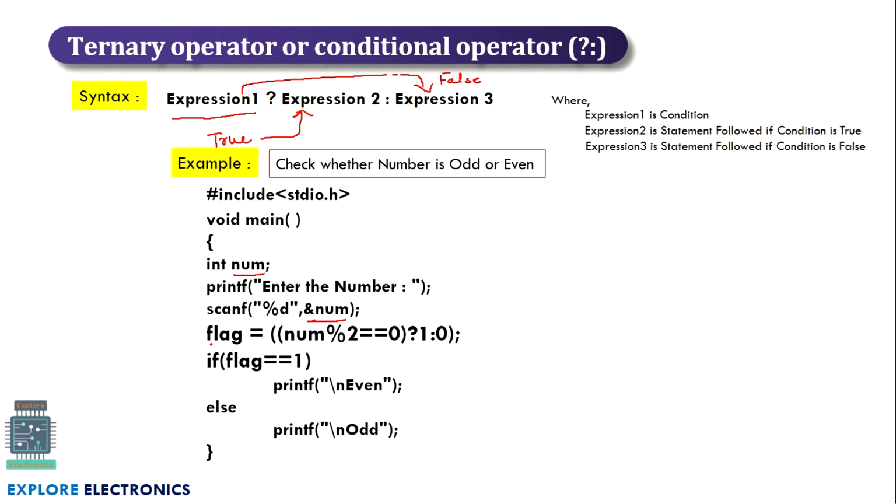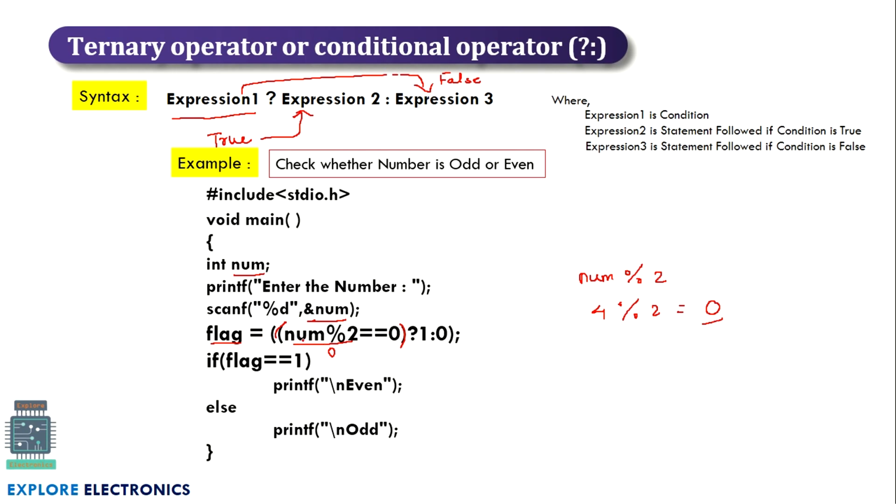Now we are declaring a variable called flag and to this flag we are assigning a value. Here is our expression 1. This num % 2 is modulo division, which means it will return the remainder. Suppose we have entered the number 4. So num will have 4, and 4 divided by 2, the remainder will be 0. If we enter any even number, it will be divisible by 2 and we will have the remainder as 0. That is what we are checking here.